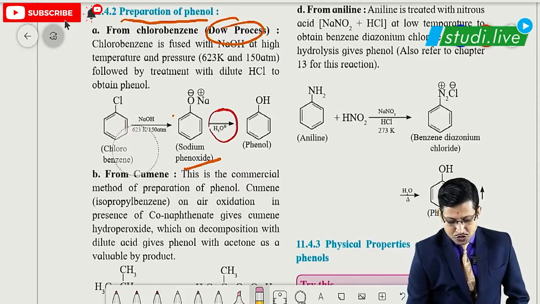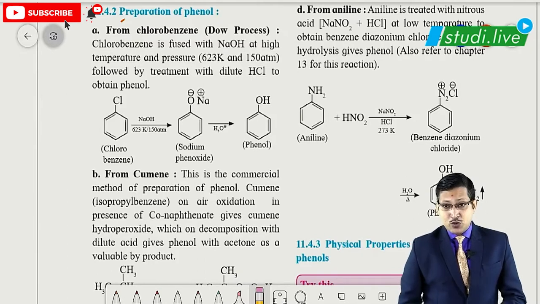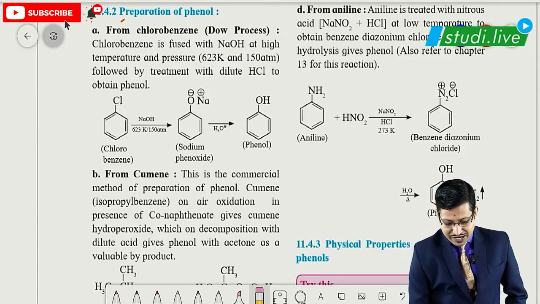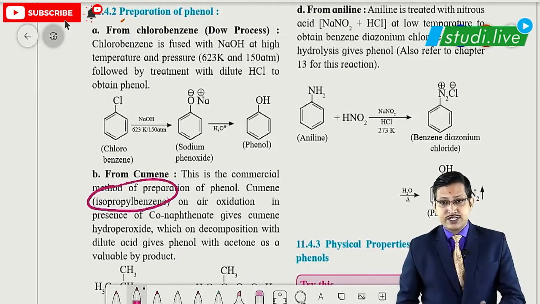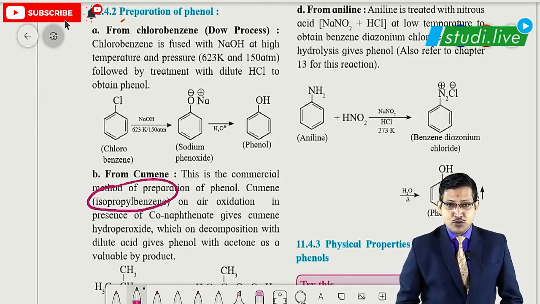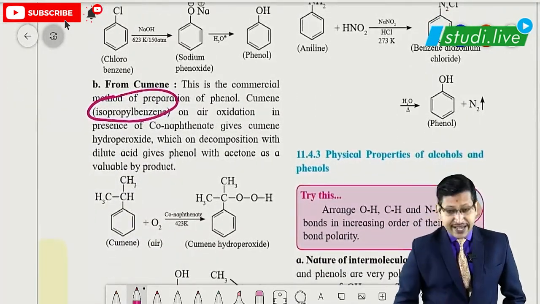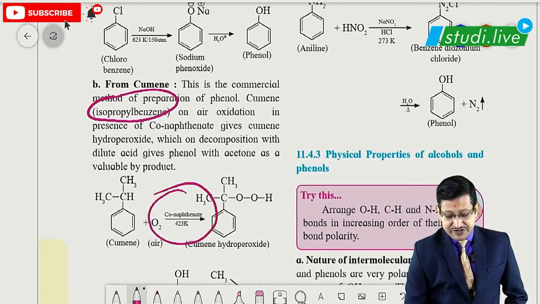When I'm talking about cumene as the second method of the preparation, there are some very important keywords. The first important keyword for cumene is that it is also called isopropyl benzene. So the question can be framed in either way, either asking you cumene or asking you isopropyl benzene. Now in the reaction for isopropyl benzene, let's begin. This is an oxidation reaction of isopropyl benzene, and the reacting conditions as mentioned are very important.